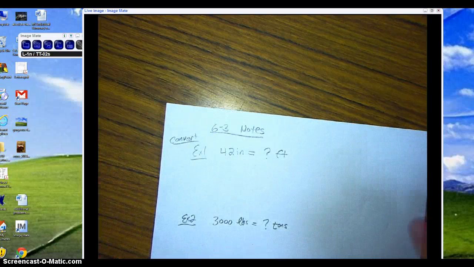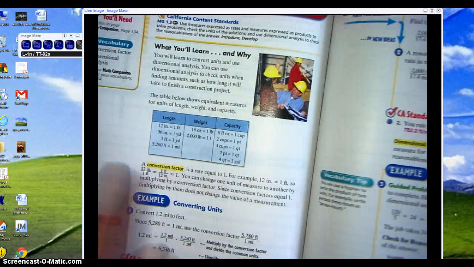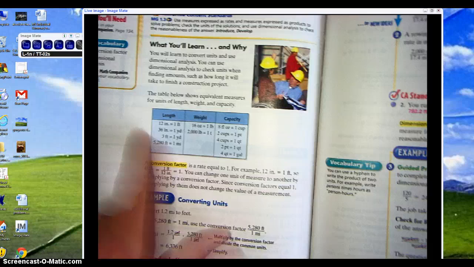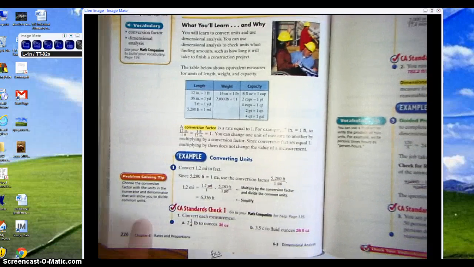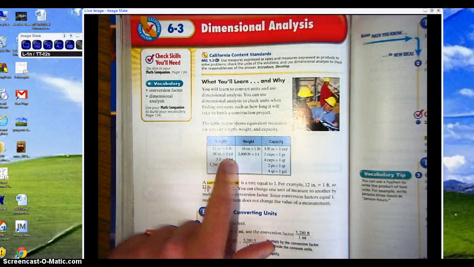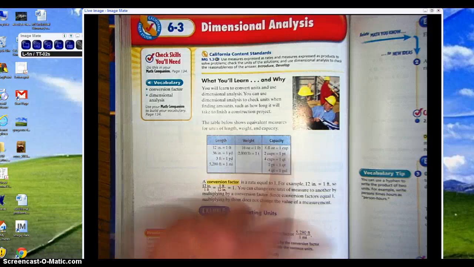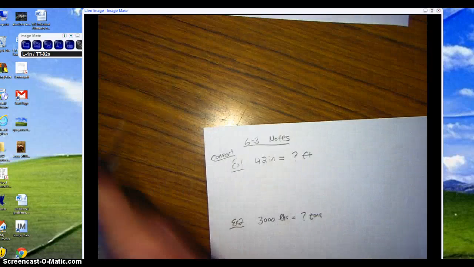Now it's the same thing, except this time, instead of giving you Loises and Peters and Family Guy characters, you're going to be using this table right here, which is on page 226. It's in your book on the first page of that section. So you need to be referring to this to get your conversions. So let's look at example 1.